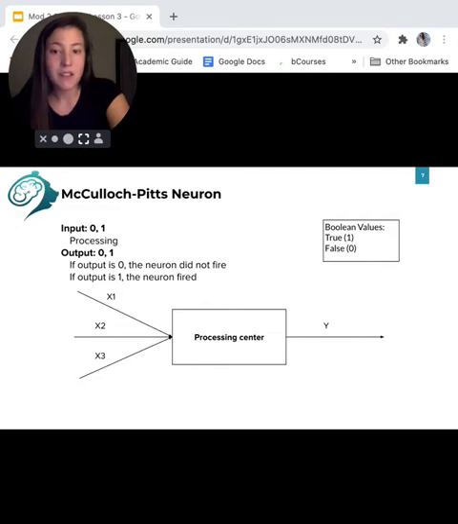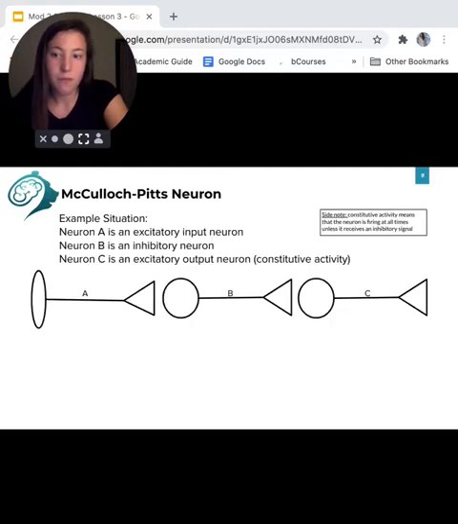In the case of a biological neuron, an output of 1 means that the neuron fired, and an output of 0 means that the neuron did not fire. This series of inputs and outputs of zeros and ones gives the network as a whole the ability to achieve any logical computation. So this example will help you understand more what that means.